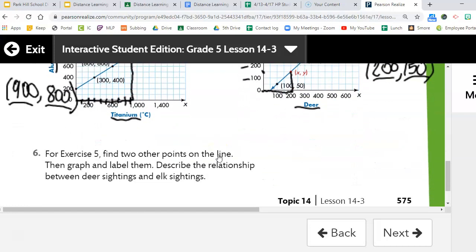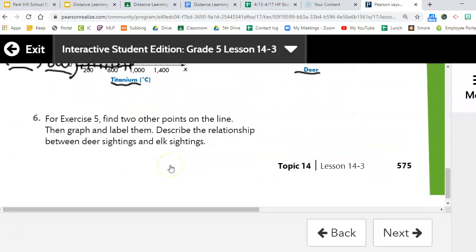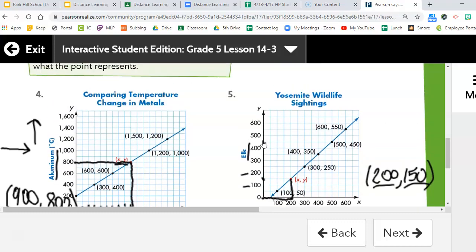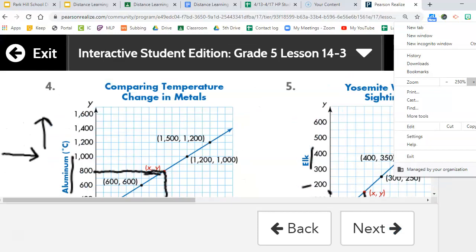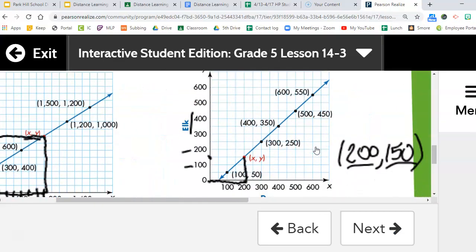Okay, then question number 6 asks us something interesting. It asks us to go back to exercise 5, and it says find 2 other points on the line and graph and label them. So we have to find 2 other points on the line. So what I'm going to do, I might even try to zoom this in even a little more. Okay, so what we're going to do is we're going to find 2 other points on the line.